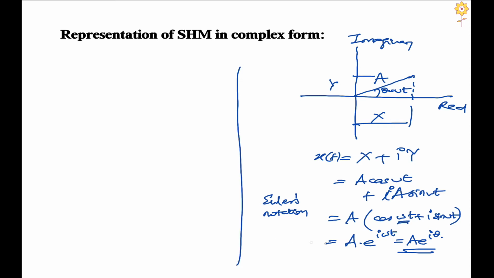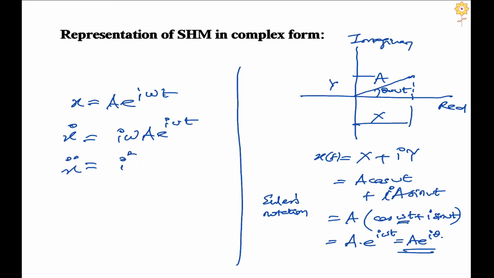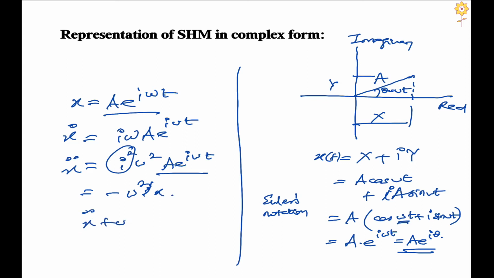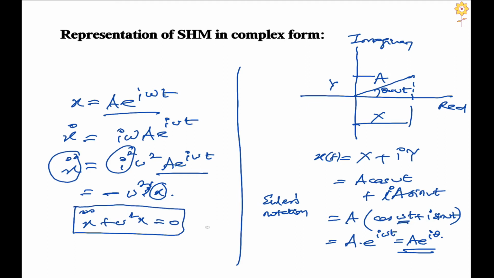If I use this form to get the differential equation, let me see what I get. If x is equal to a e raised to i omega t, then x dot is equal to i omega times a e raised to i omega t. Then x double dot comes as i square omega square a e raised to i omega t. Now i is the root of minus 1, so i square is minus 1, so minus omega square a e raised to i omega t. Since a e raised to i omega t is nothing but x, I have x double dot plus omega square x equal to 0. So here also the acceleration is directly proportional to displacement but opposite in direction, that's why there is a minus here. Basically I have the same differential equation of simple harmonic motion as I got earlier.